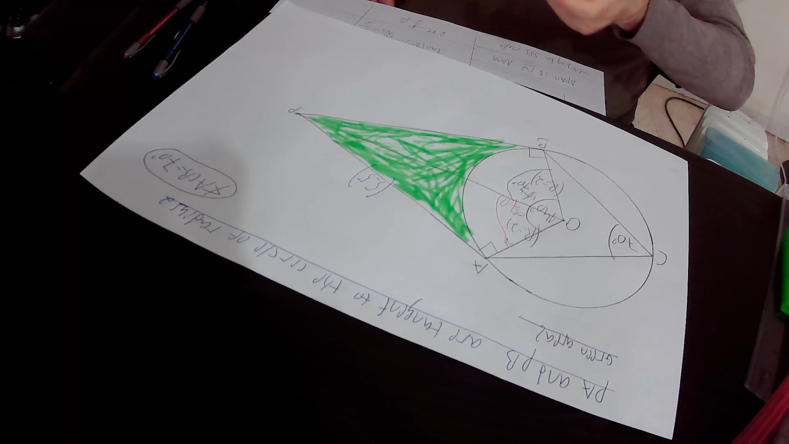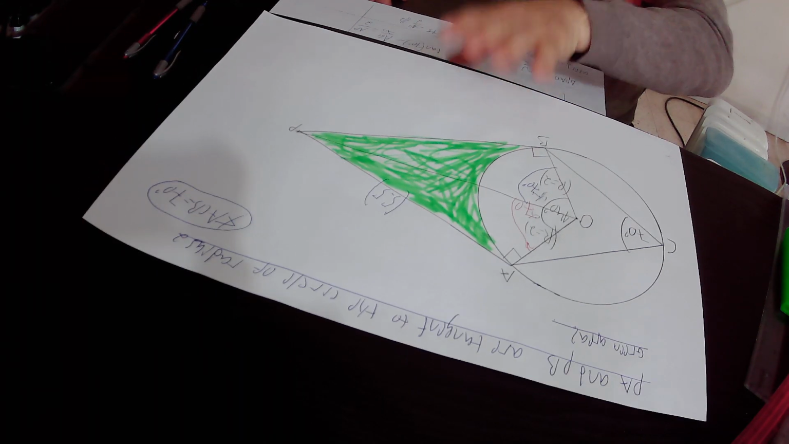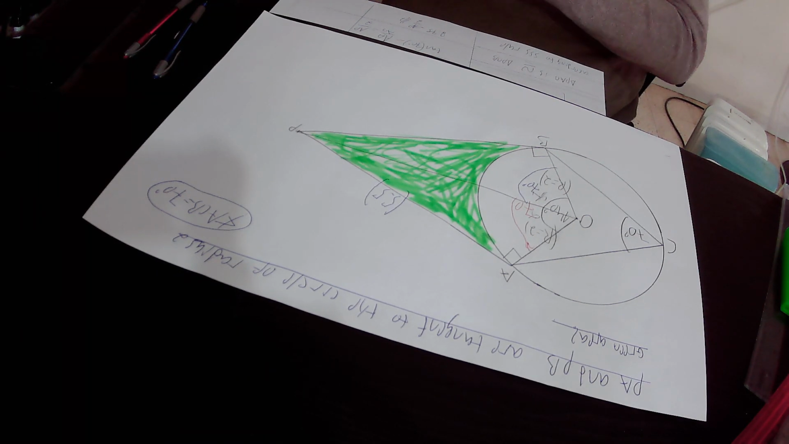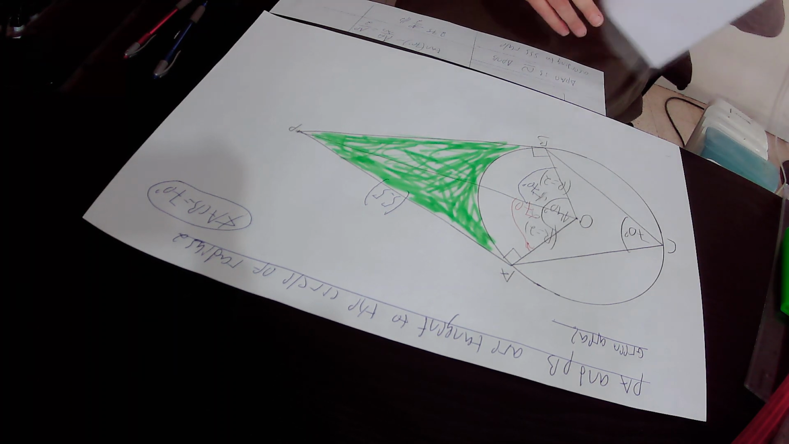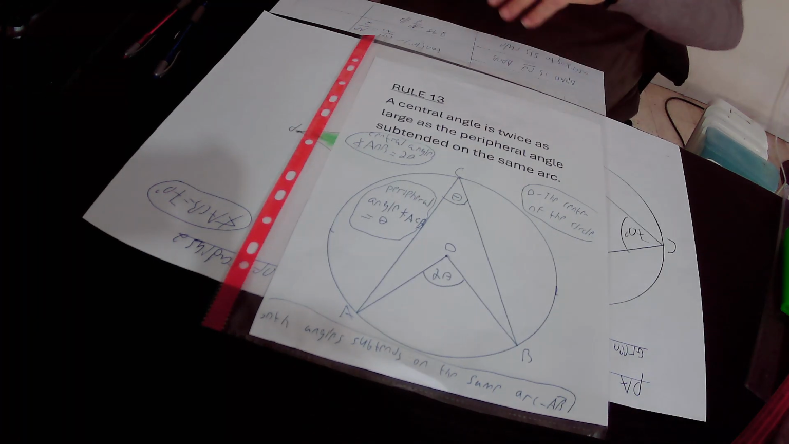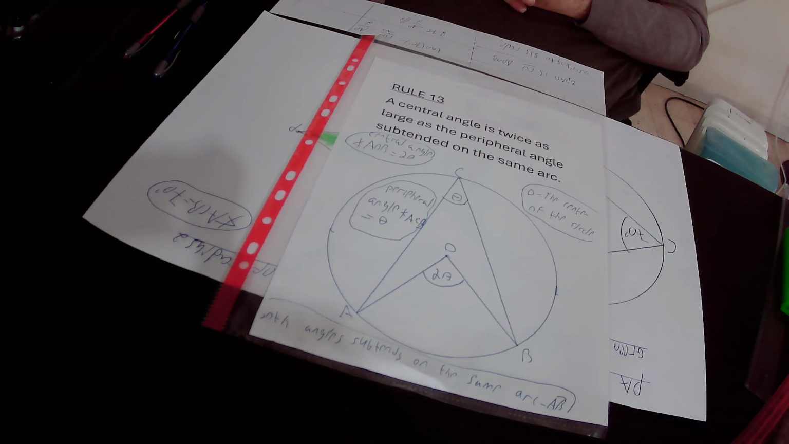In the next step, I presented a new rule, rule 13, and we implemented rule 13 in our drawing. According to rule 13, a central angle is twice as large as the peripheral angle that is subtended on the same arc. I'll repeat rule 13: a central angle is twice as large as the peripheral angle subtended on the same arc.